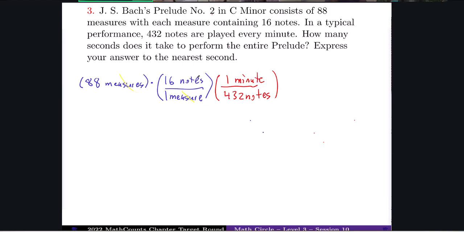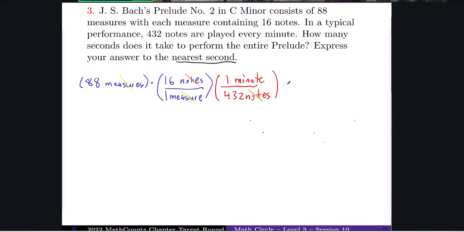Because this would enable me to get rid of the unit's notes. And now when I do this multiplication and this division, I'm left with some number of minutes. But one thing that's important here is they want us to express our answer to the nearest second.